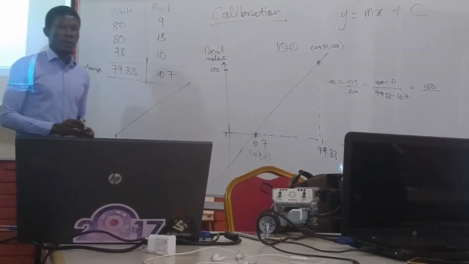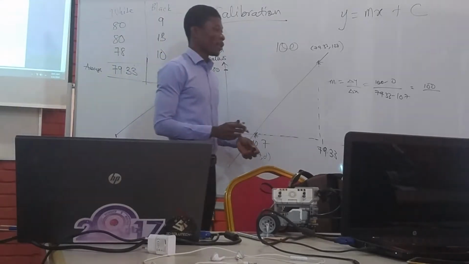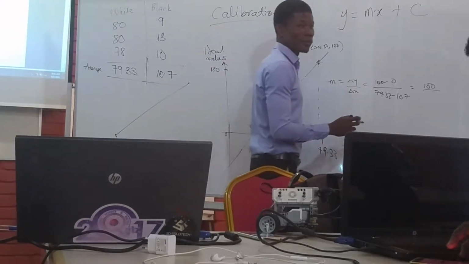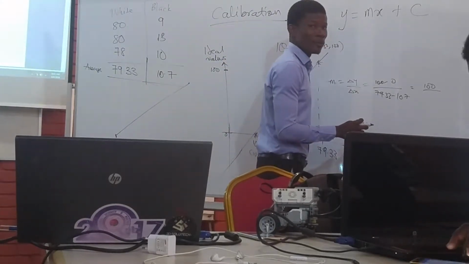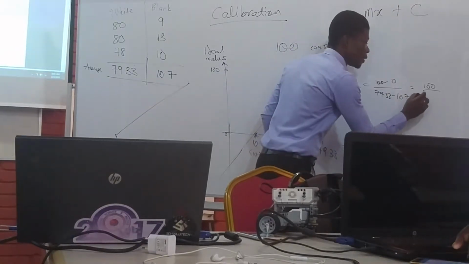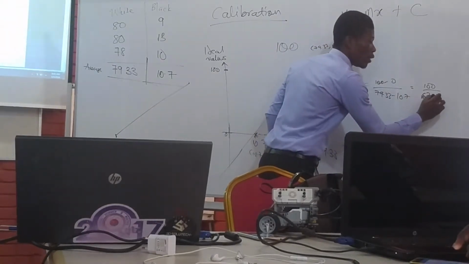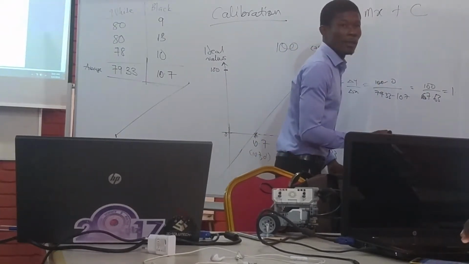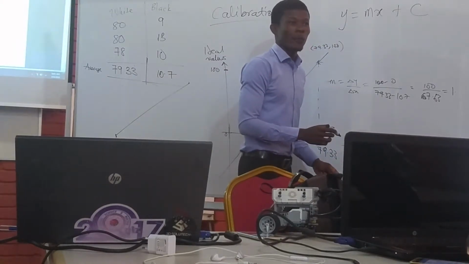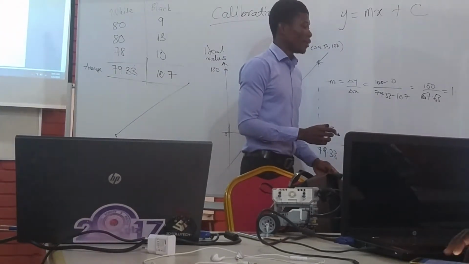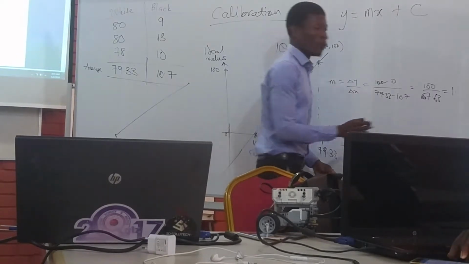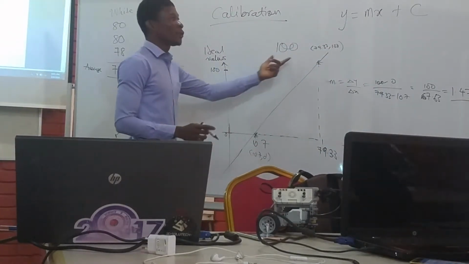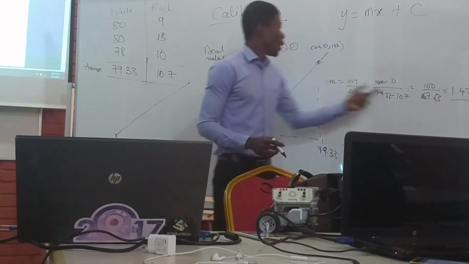You have calculators. Those with the calculators. What do we get? 1.47.